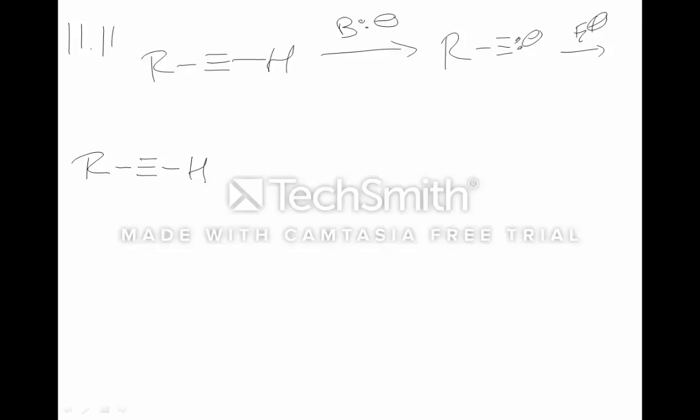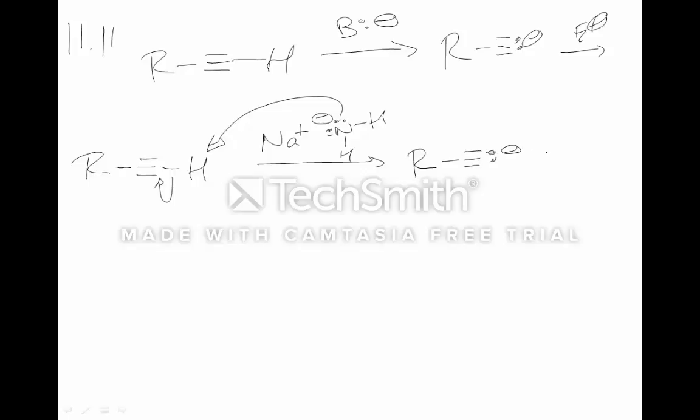Again, it's got to be a terminal alkyne. Na plus NH2 minus. We'll abbreviate this in the future, but draw that out. Looks like LDA. LDA would work as well. Deprotonates. Those electrons go on that carbon. And you get a sodium acetylide, what we call that. Then we can do SN2.